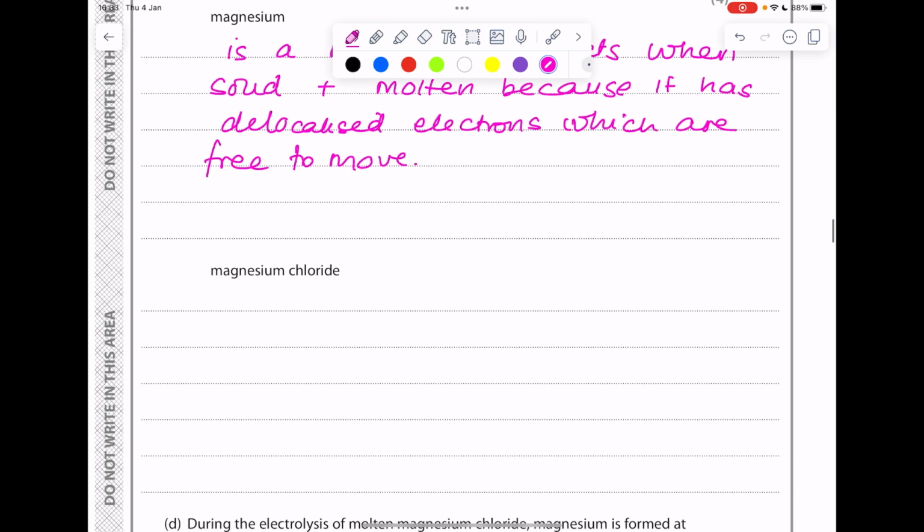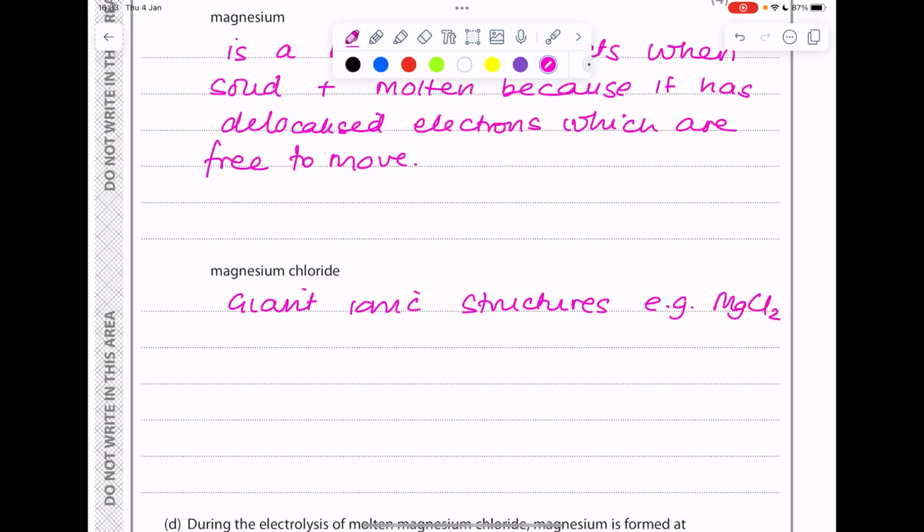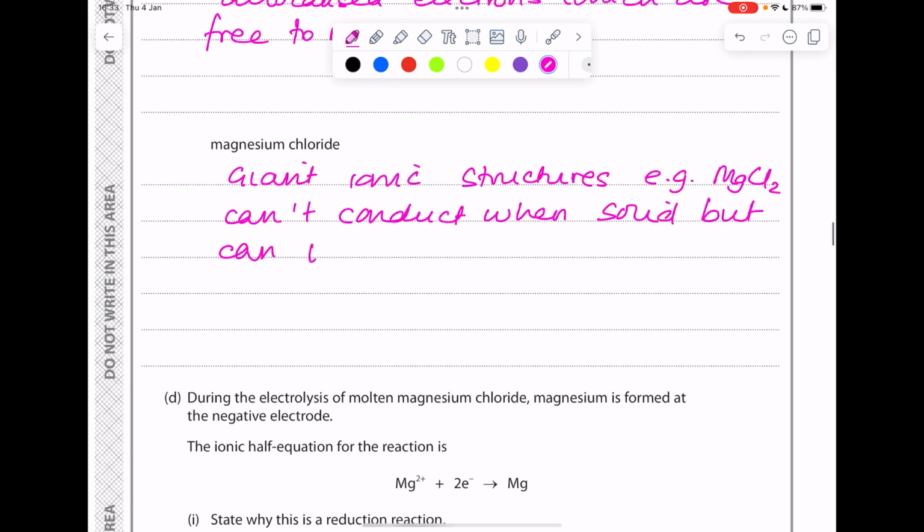Magnesium chloride, being a metal and a non-metal, is a giant ionic structure. Remember that they can't conduct when solid, but can when molten, because those all-important ions are now free to move.